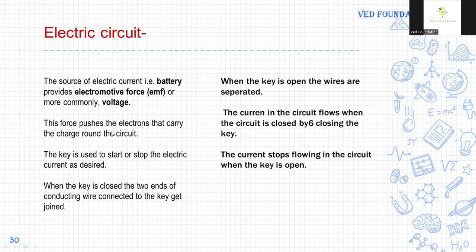This force pushes the electrons that carry the charge around the circuit. The key is used to start or stop the electric current. When the key is closed, the two ends of the conducting wires connected to the key get joined, and when the key is open, the wires are separated. The current in the circuit flows when the circuit is closed by closing the key. The current stops flowing in the circuit when the key is open.